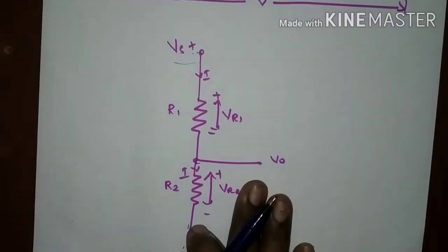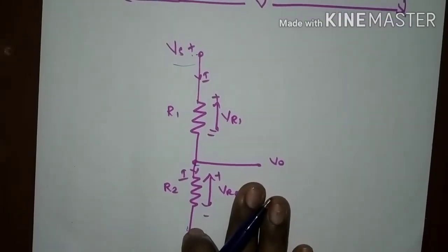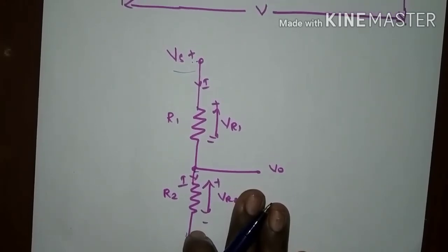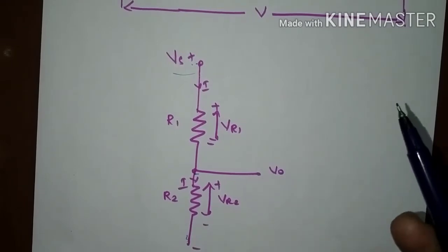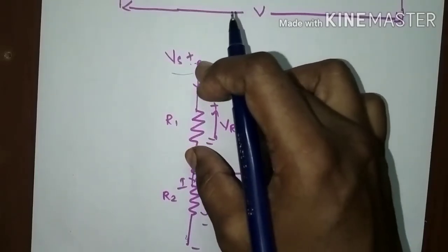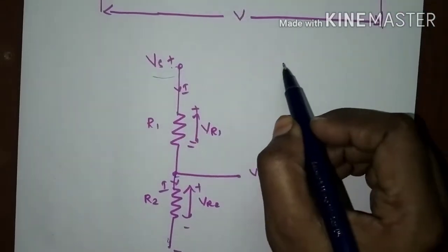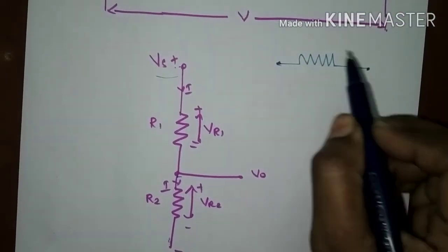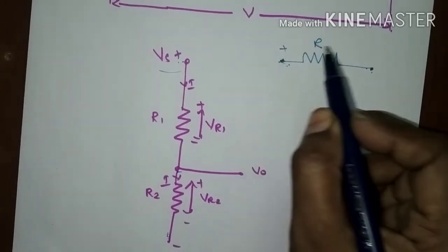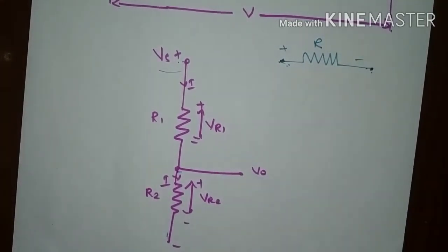Voltage dividers are also known as potential dividers because the unit of voltage is volt, and the unit of potential difference is also volt. The voltage is nothing but the amount of potential difference between the two terminals. If you take the resistance R, the voltage across it would be the potential difference between the two terminals. Right? It represents the potential difference.